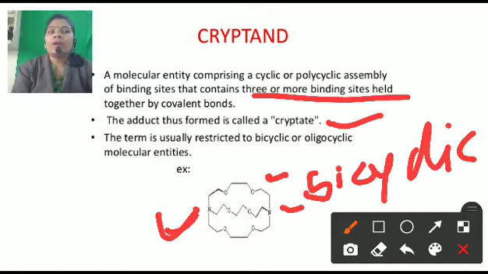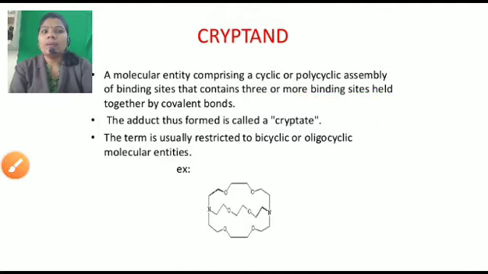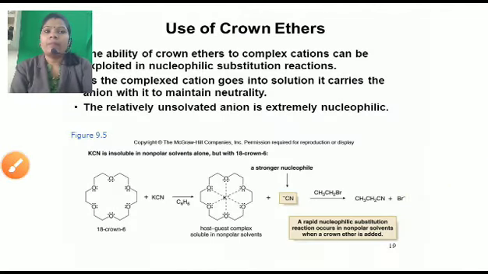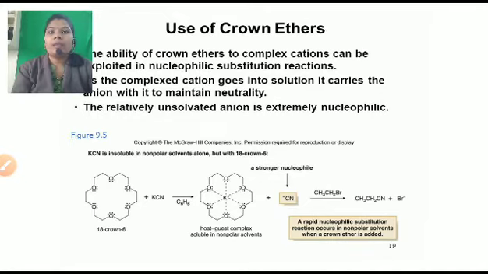This is a bicyclic compound containing two different types of heteroatoms. That's why it is called a bicyclic cryptand. Let's learn the use of crown ether. Here the ability of the crown ether to complex cations can be exploited in nucleophilic substitution reactions.